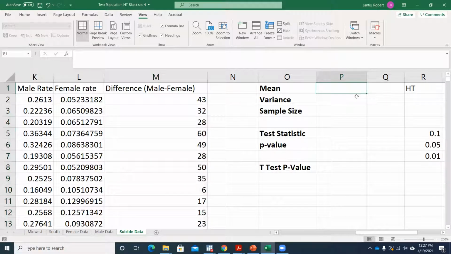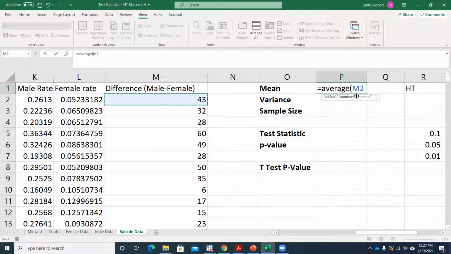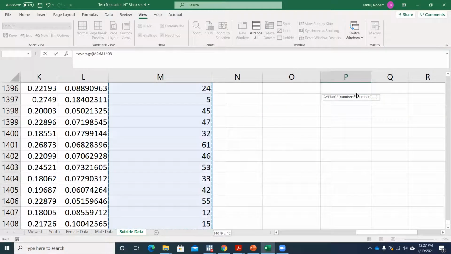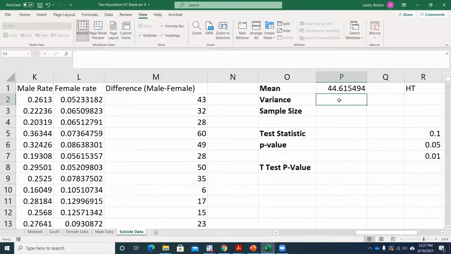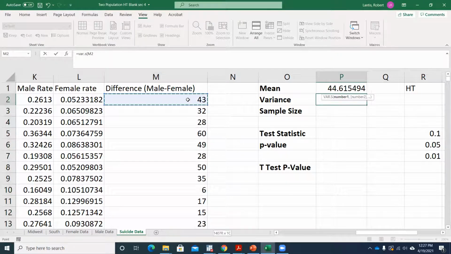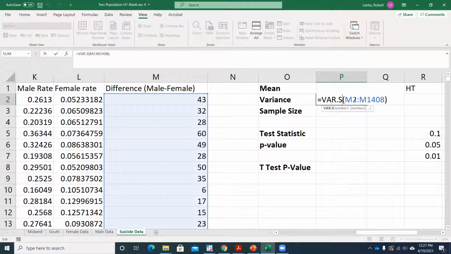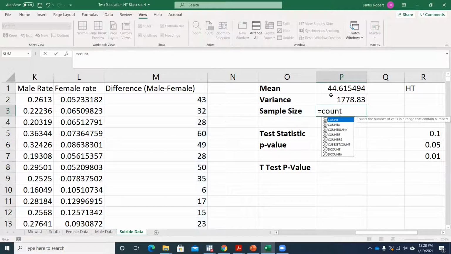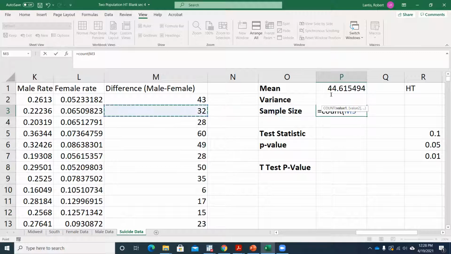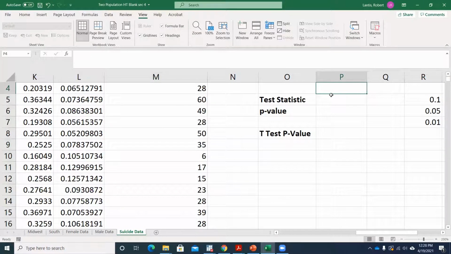If I want to find the average, or the mean difference, of that difference variable, I can use the average function in Excel. Control Shift, or Command Shift on a Mac, and hit the down arrow. We'll select the entire variable. We can use VAR.S, sample variance. We've used this plenty of times at this point. Select that entire variable, so Control Shift or Command Shift, hit the down arrow. And then of course for our sample size, we can use the COUNT function. Control Shift, Command Shift on the Mac, hit the down arrow, hit enter.